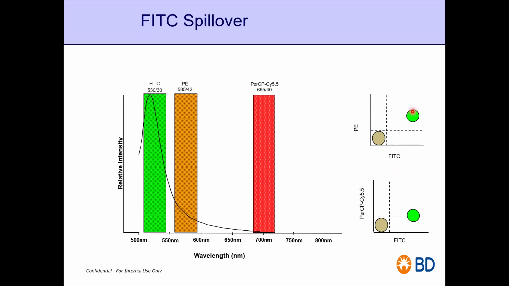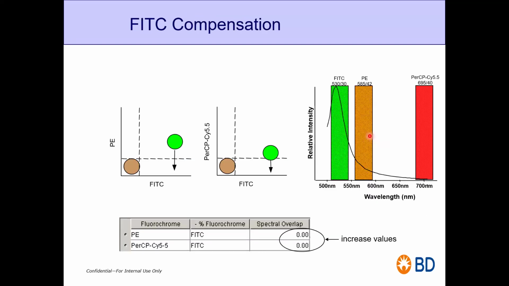So to remove that spillover, we do the compensation. Compensation is basically a method to remove the spillover. And how do we do that? In your machine, there is a compensation matrix or a spillover matrix. So there is a formula for that. What formula do we use for that? It is percent unwanted minus percent wanted.